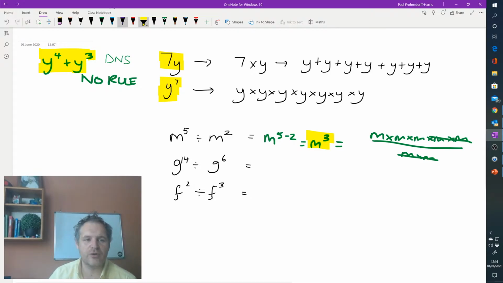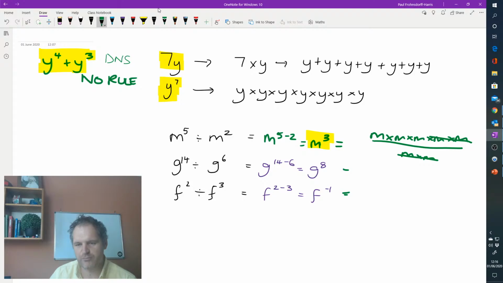And for the other two, we're just going to do g to the power 14 minus 6 is g to the power 8. And f to the power 2 minus 3. Remember to do it in the right order. This is actually f to the power minus 1. Well, this leads on to the stuff we're going to do in the higher next week, but I'm just going to briefly mention it.